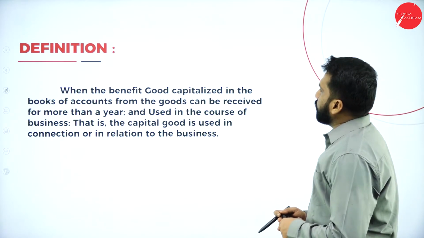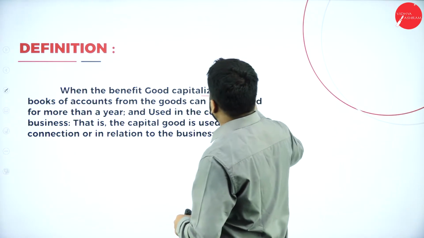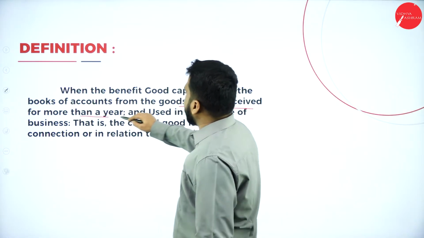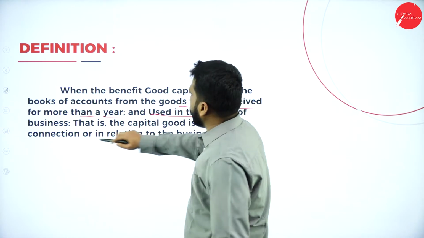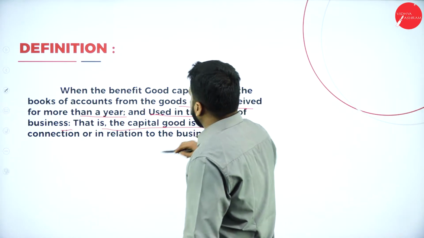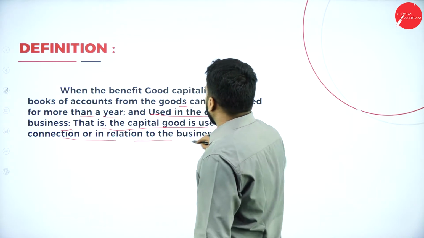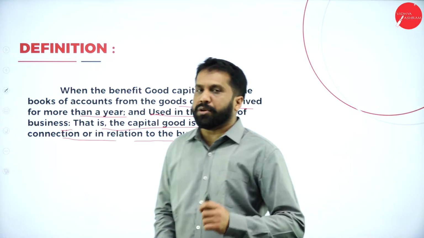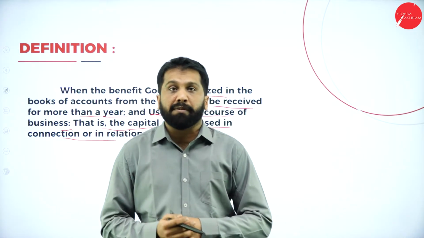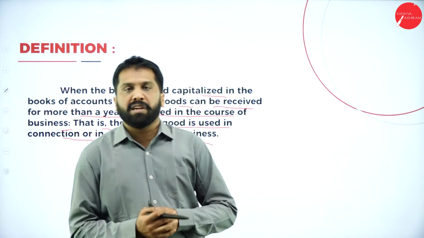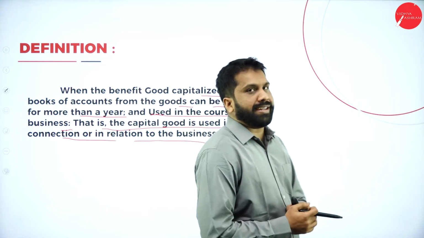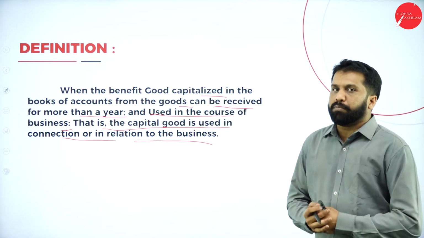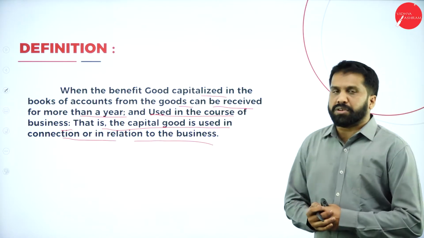Next, the goods should be capitalized in the books of accounts, the benefit from the goods can be received for more than a year, and they are used in the course of business. That is, the capital goods is used in connection or in relation to the business. See, you have purchased today, tomorrow you have sold that. You cannot claim. Minimum, you have to keep it for 6 months. Remember, minimum you are supposed to keep it for 180 days or 6 months. There are so many conditions to claim input tax credit. I'll tell you while doing the problems.